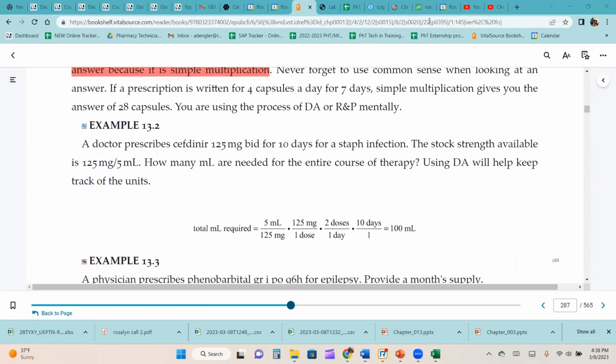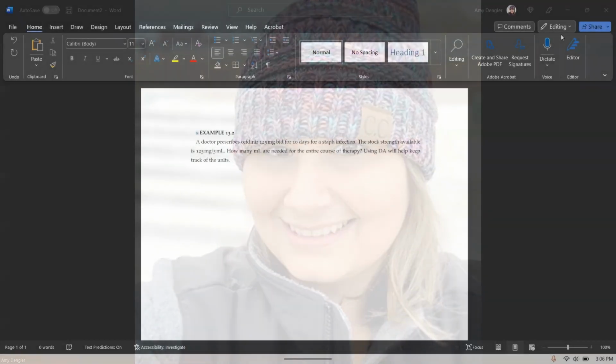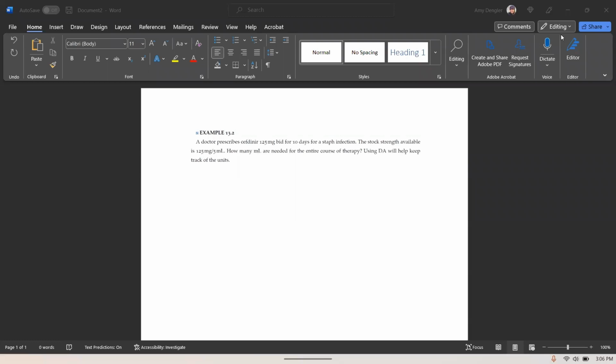All right, and we'll do example 13.2. The doctor prescribes Cefdinir 125 milligrams BID for 10 days for a staph infection. The stock strength available is 125 milligrams per 5 ml. How many ml are needed for the entire course of therapy? It says to use DA, which we know we won't do.